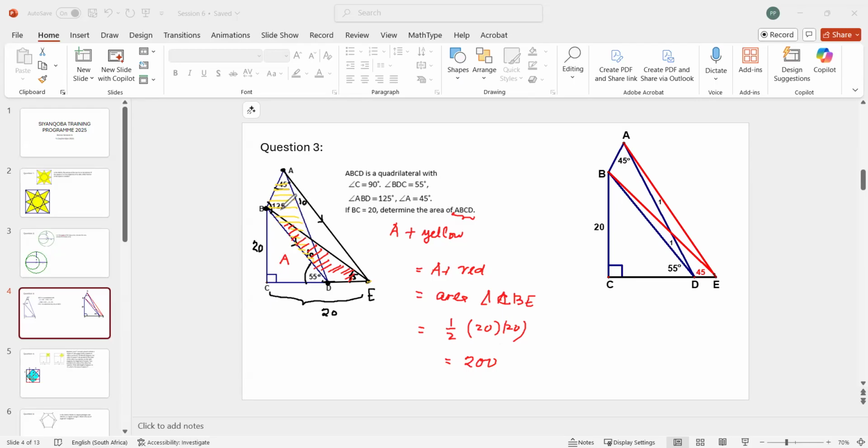But one of the things that will be nice will be to extend this line AB, because you got 125 here. And when you extend it, the remaining angle will be the same as 55. So you might get a nice isosceles triangle there somewhere. All right, so let's go on to the next problem.